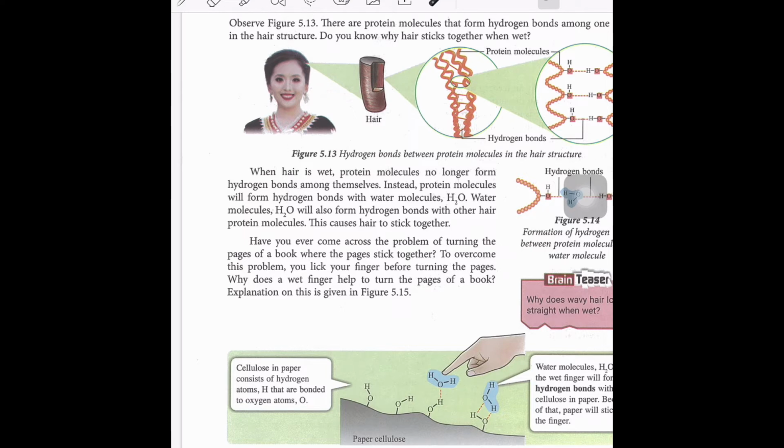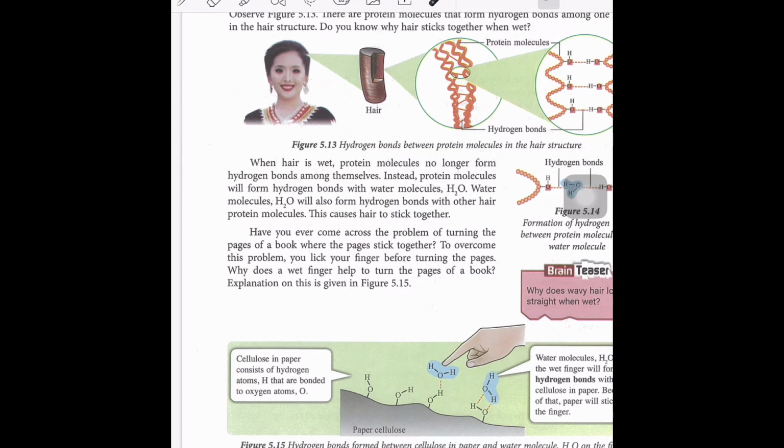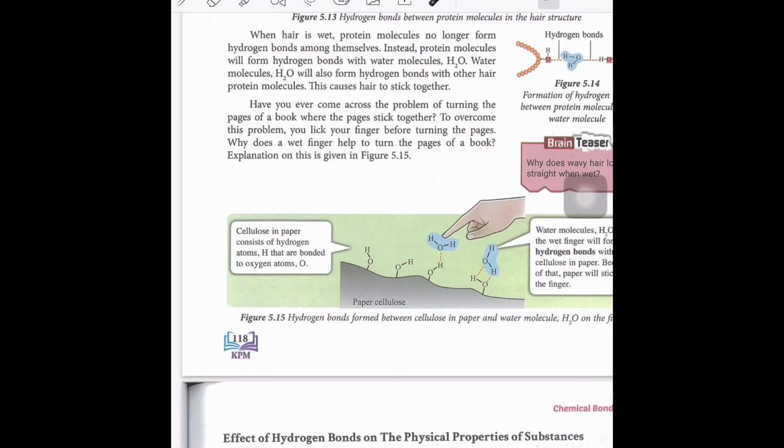Kalau di kedai-kedai, dia orang letak atas pan tu, kasih basah-basah. So why does a wet finger help to turn pages of a book? Explanation on this given in 5.15. Alright? So mari kita tengok this one.